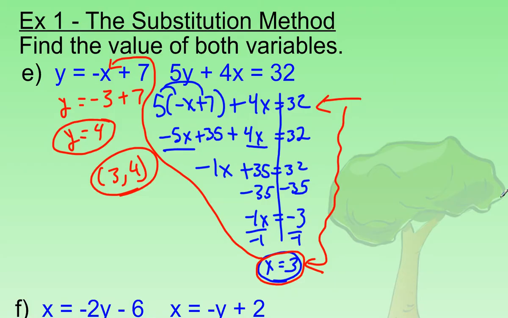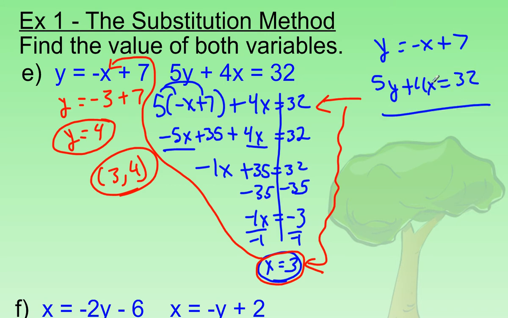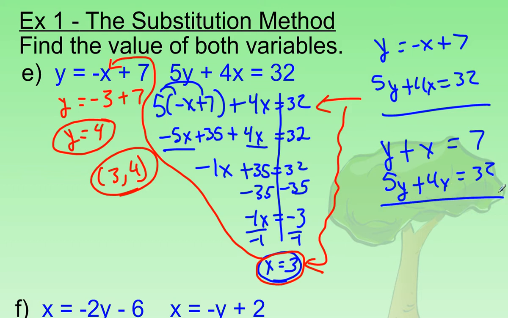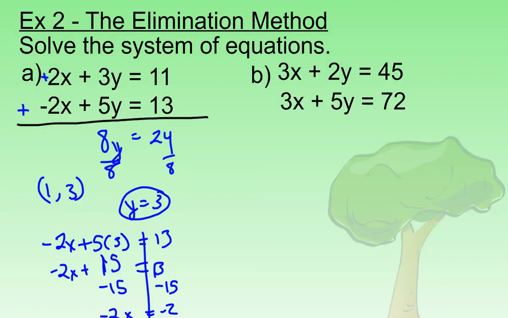If we look back at some of our other equations, if I would set these up and down, y equals negative x plus 7 and 5y plus 4x equals 32, that doesn't work. And I can rearrange it a little bit with some manipulating of the equations. Becomes y plus x equals 7 and 5y plus 4x equals 32. But that's still, if I add, I get 6y's and I get 5x's and I get 39. So it can be simpler, but most of the time it doesn't work out.